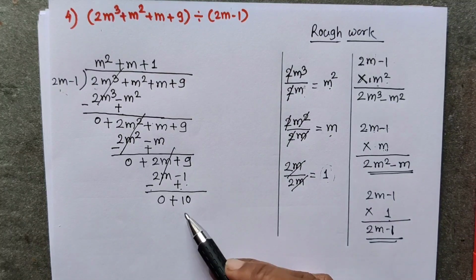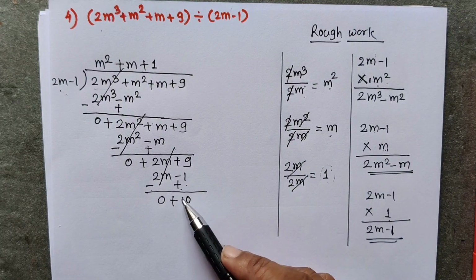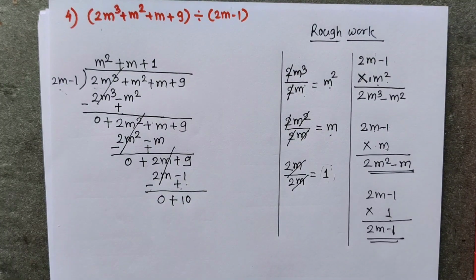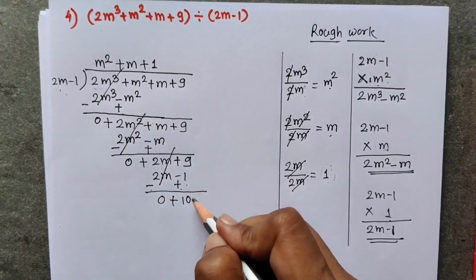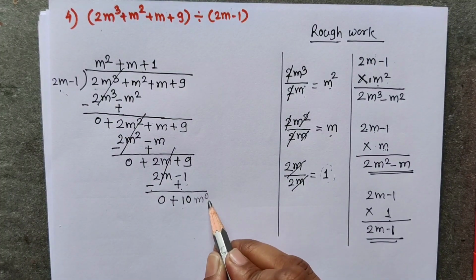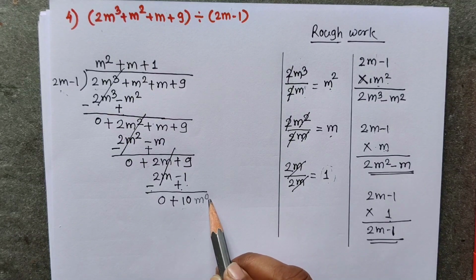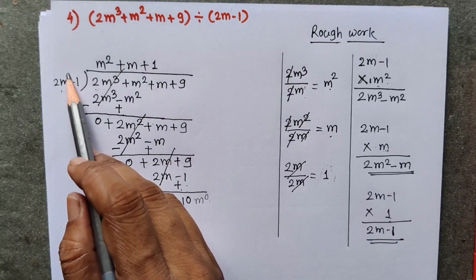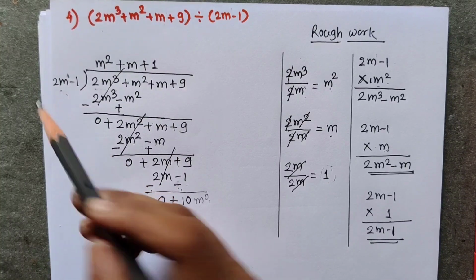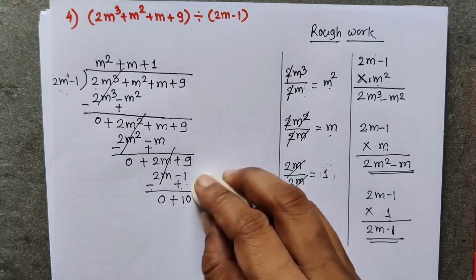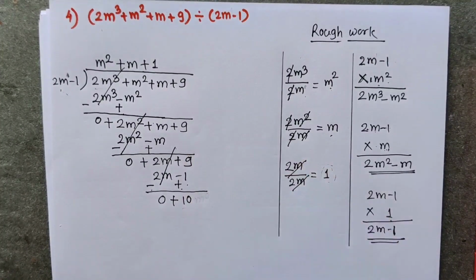Now as you all can see, we are getting a number that is constant term. Constant term means what? Variable is having index 0. Here variable is m in this sum. So that means what? M raised to 0. 10 into m raised to 0. So variable index is smaller than the variable index of our divisor. Here the index is 1. So when the divisor's index is bigger than this, then we have to stop solving the sum. We cannot solve the sum after this. This will be our remainder. Plus 10 is our remainder.